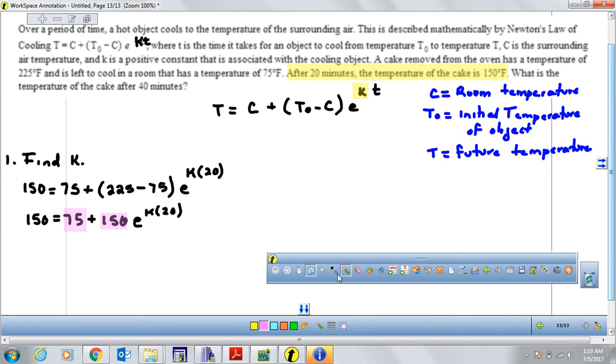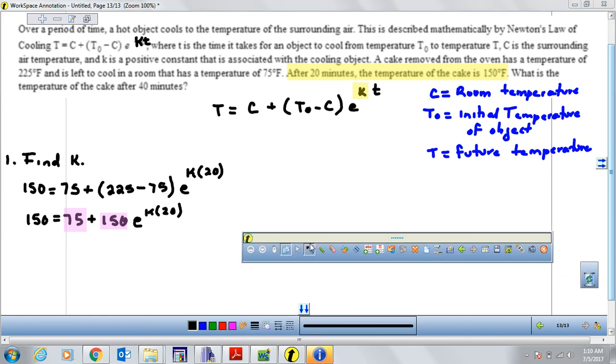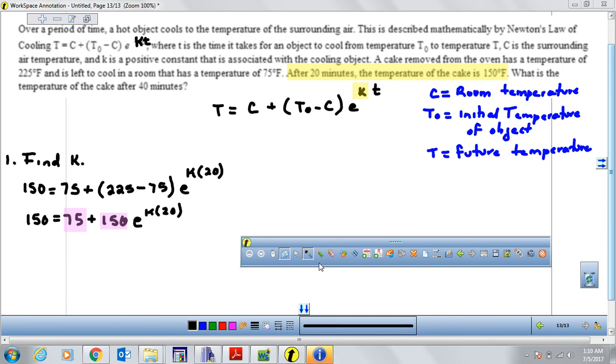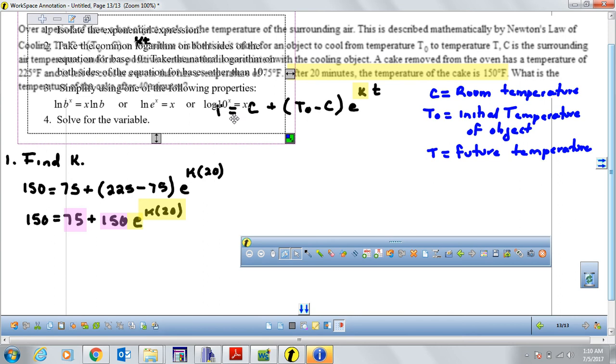Alright, so how do we solve for K in this problem? You see that the K is in the exponent. Since the variable is in the exponent, we need to solve the exponential equation by using this method again.